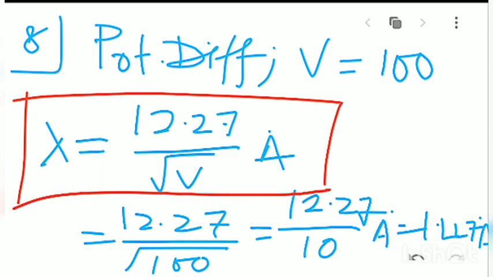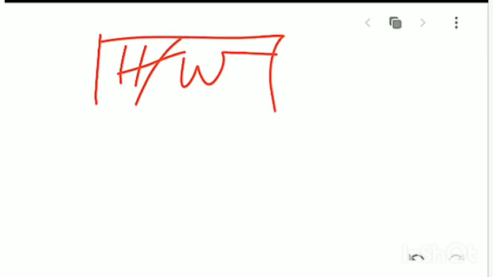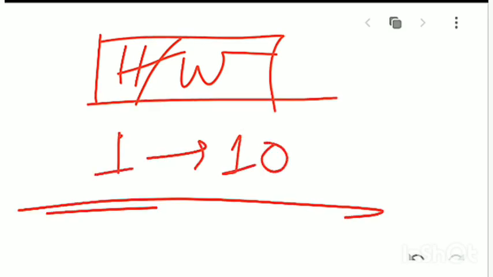So I will ask all of you to please solve the numericals as soon as possible. Very few numericals. So your homework is all the numericals, that is only question number 1 to 10. Please solve it by the next class.